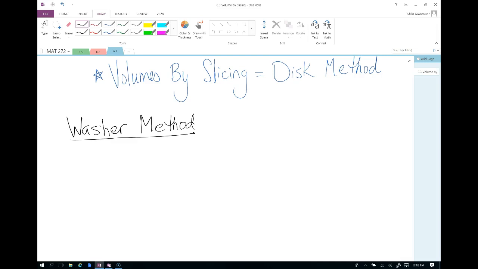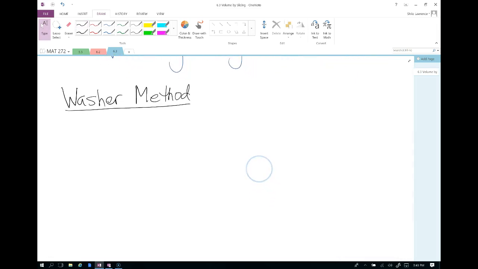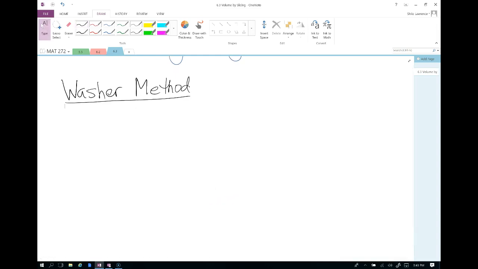So before we actually get into formulas and examples, I again want to show you a picture of what this is going to look like and give an explanation of exactly how we're going to approach this. We still are going to use the basic disk method formula. We just have to make a couple of little adjustments. So the washer method is for when the volume is not completely solid, when we see that there's some hollowness inside of it.